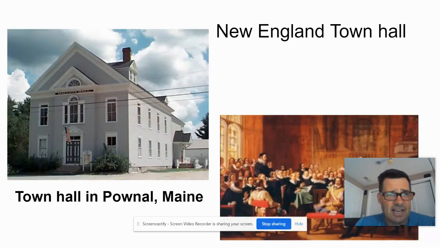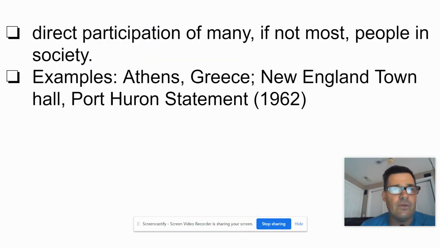On the left-hand side of the screen, that's actually the town hall in my hometown, a little pipsqueak town in Maine called Pownal, where I grew up. And that's the town hall. They would meet there and make decisions on taxes and whatnot. And then there's a historic painting of a New England town hall.